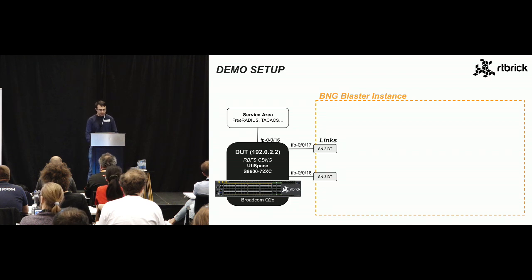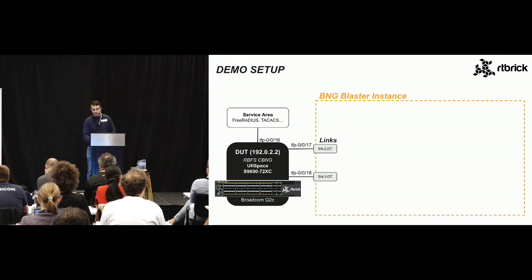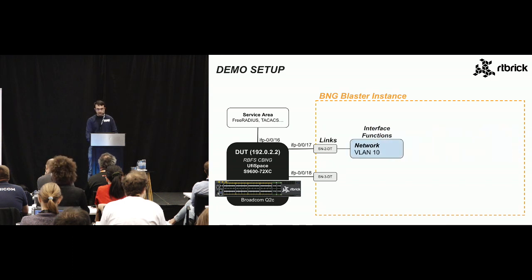Therefore, I used a UfiSpace S9600-72XC switch. It's a Broadcom Q2C switch. Could be even Edgecore, something else. Connected to a server running FreeRADIUS and TACACS. On the switch itself, I run Rtbrick full stack as a BNG. And then I have 2 links connected to the BNG Blaster.